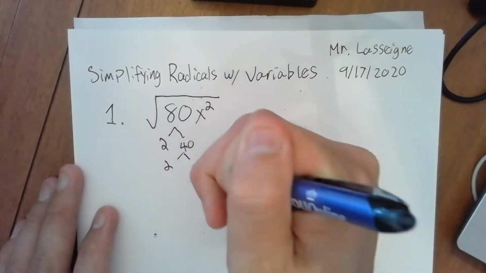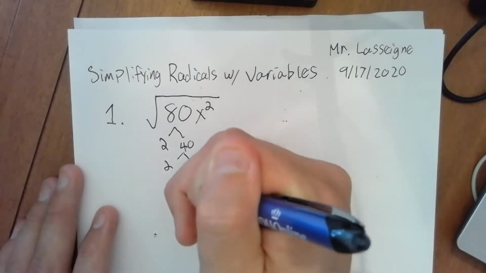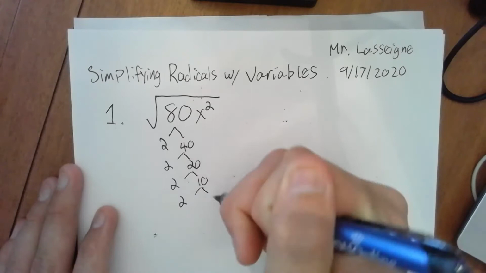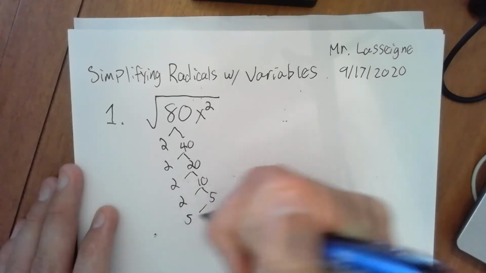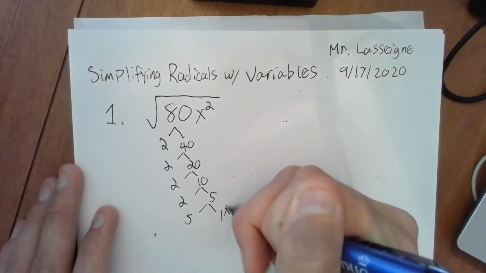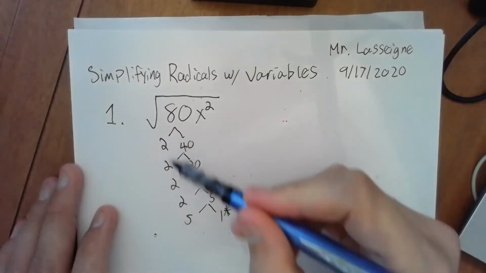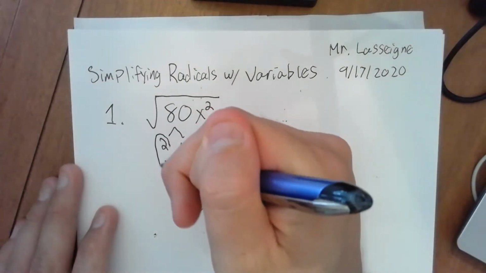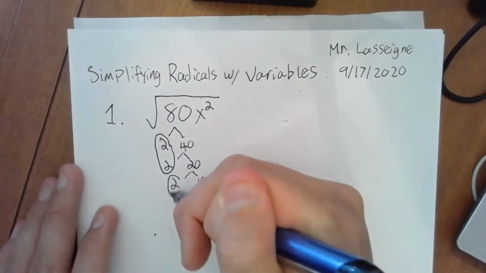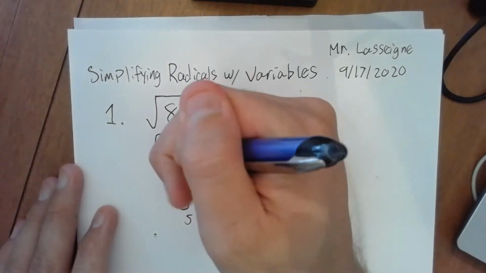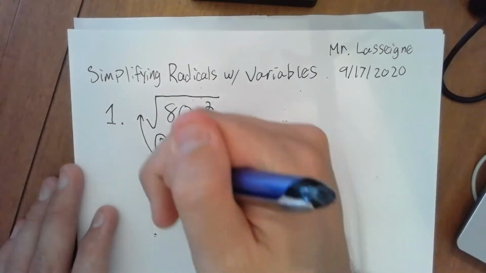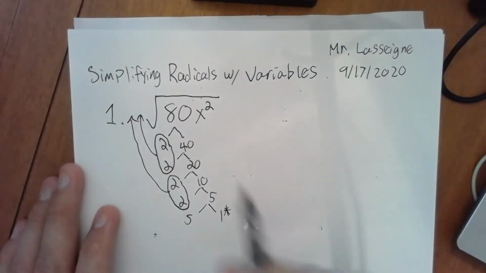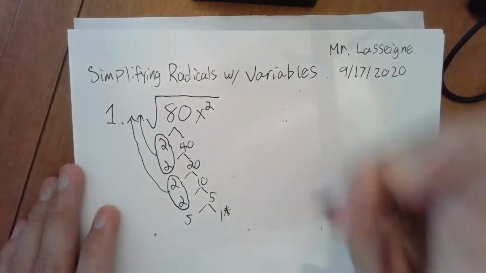You should be pretty comfortable with the factor tree by now. So break it down. Okay. So now that I have all my prime factors, we can circle pairs since it's a square root, and we take out one of that number from each of our pairs to the outside. Don't mess with the x squared yet, just leave it alone.